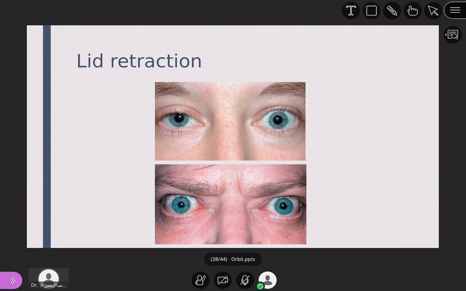How can you know this? You can see the scleral show. The eyelid should cover part of the cornea. However, here the whole cornea is shown and part of the sclera is shown as well. This we call scleral show. It means I have lid retraction, so I can know that the lid is retracted compared to the other normal eye. Here both eyes are showing scleral show.